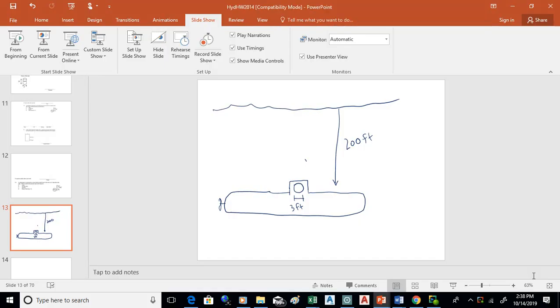So let's start with a little bit of a review. Let's say we got a submarine here with a 3-foot glass window in it, and it's 200 feet below the water in a lake. Why don't you find the force on the window?